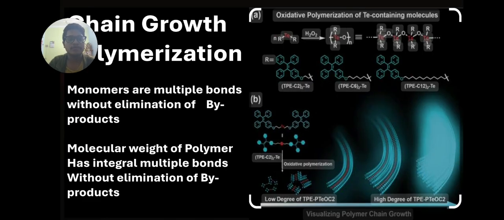Chain growth polymerization. Monomers form multiple bonds without elimination of byproducts. The molecular weight of polymers has an integral multiple of bonds without any elimination of byproducts.